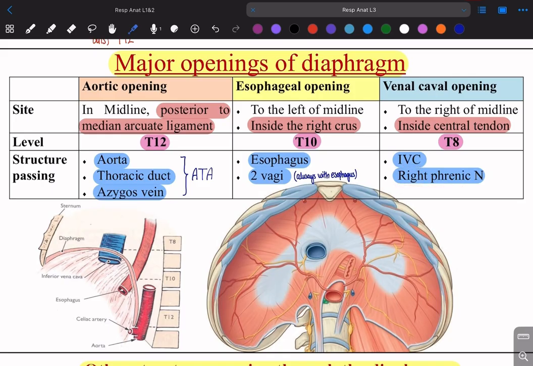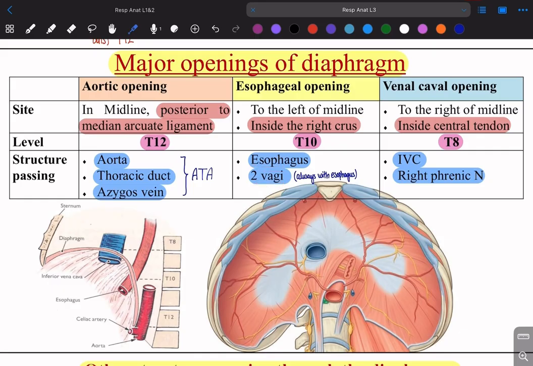Then we have the esophageal opening. What passes through it? The esophagus and the two vagi, the two vagus nerves. Esophagus and vagus are always together. Whenever there's an esophagus, we have vagus with it. So esophagus and vagus are together.